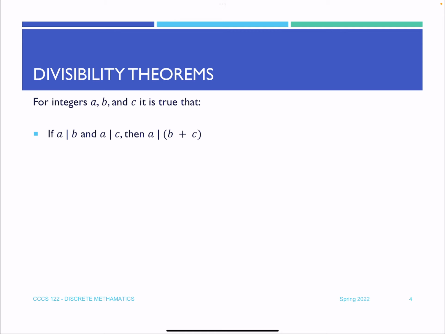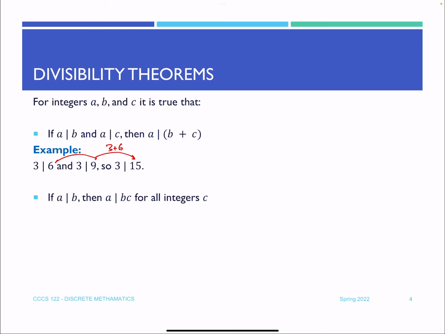Now, if we have three integers a, b, and c, then if a divides b and a also divides c, then we can say that a divides b plus c. As an example, we have 3 divides 6, which it does, of course, and 3 divides 9, which it also does. And 6 and 9 add up to 15, which also means that 3 divides 15, which we know it does.